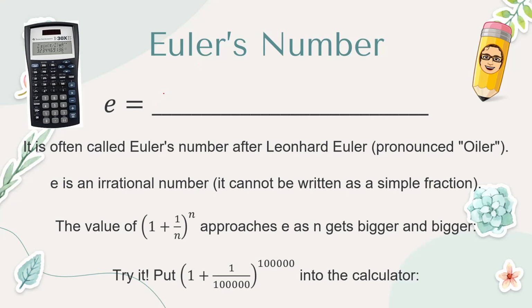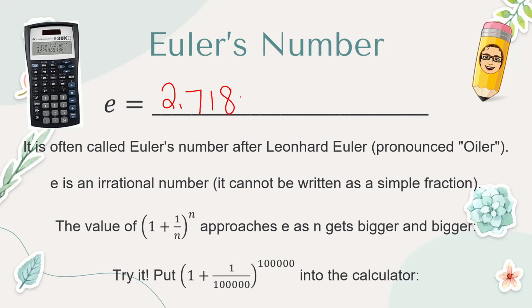And e is equal to 2.718, so 2.72, something around there. E is irrational. It can't be written as a fraction. It's kind of like pi. What we find is that as the value of n gets really close, if you do 1 plus 1 over n to the n power, you get really, really close to e.